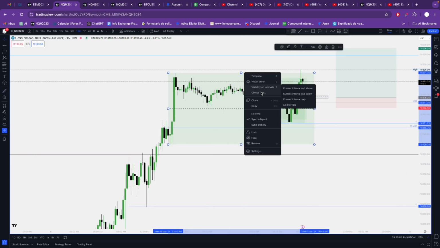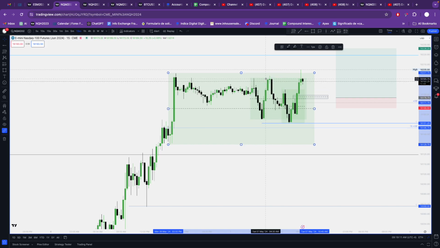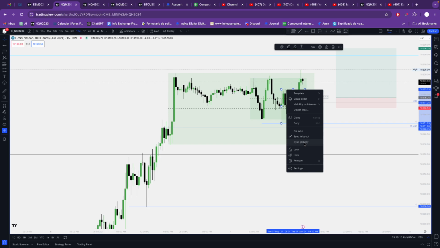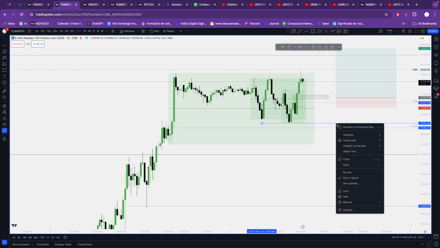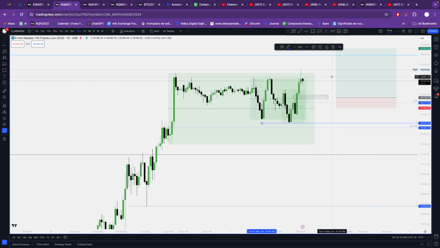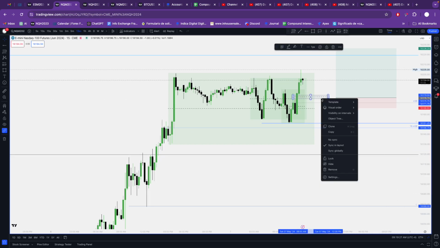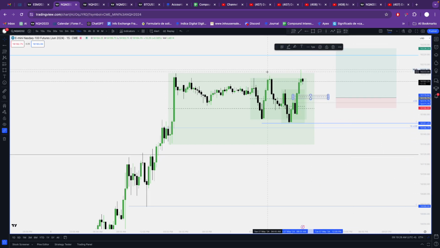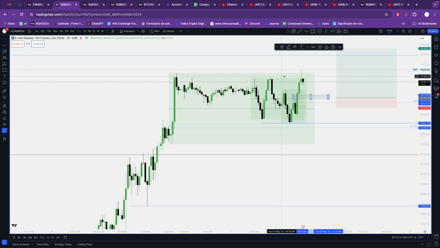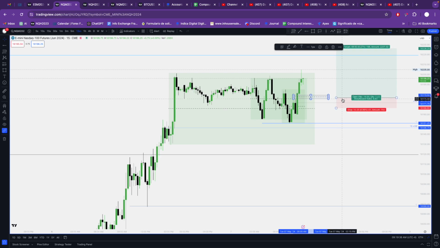I want this to sync globally, sync globally. So we do have a breaking structure here, boom. Probably come down into the range liquidity, and boom, take off.